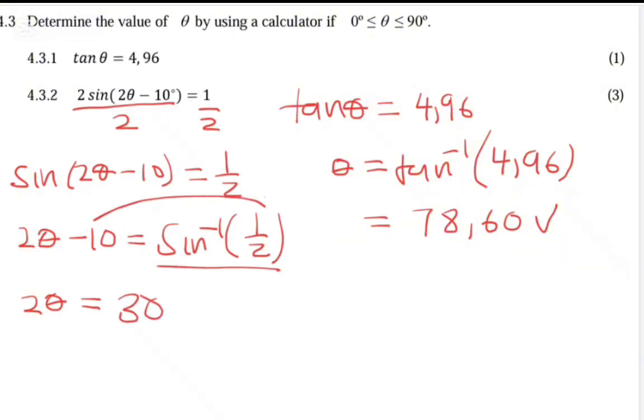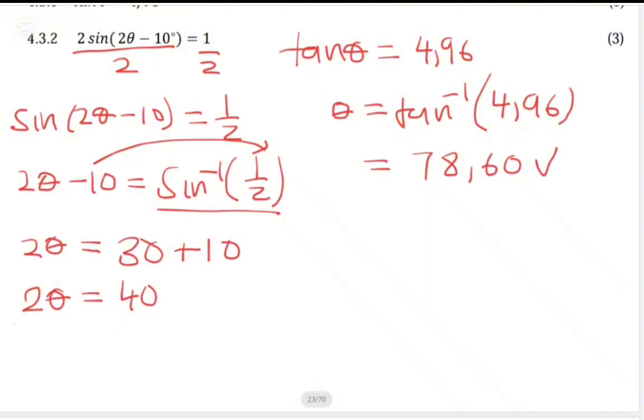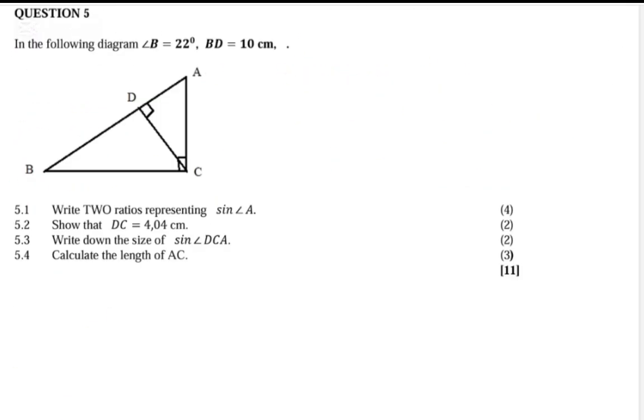Now going to take this one to the other side. It's going to be positive 10. So you're going to be left with 2 theta, which is equal to 40. Since now we're solving for theta, we can divide both sides by 2. And then our theta is going to be equal to 20 degrees. So this is how we deal with this one. So moving on to question 5.